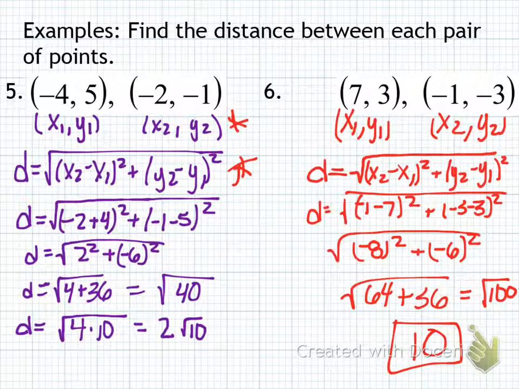Okay, 2 squared is 4, negative 6 squared is 36, so I ended up with square root of 40, which simplifies to 2 rad 10. And then over here at number 6, this was actually a perfect square, so you get 10 as the final answer.